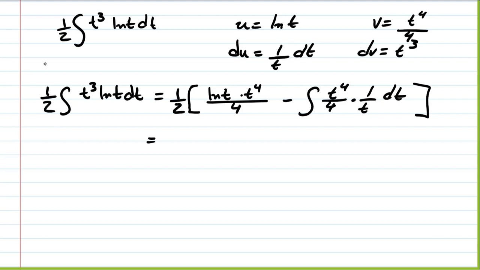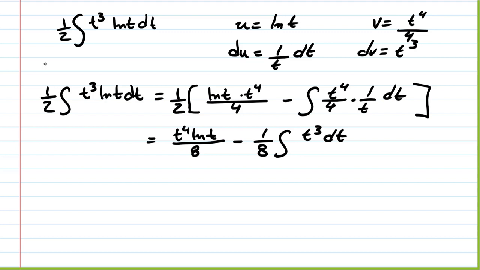So let's distribute our 1/2 in and simplify a little bit. So we get t to the 4th times the natural log of t. 2 times 4 gives us 8 minus 1/2. But distributing that in, we also have a 4. We get minus 1/8 the integral. And then we have t to the 4th in the numerator, but a t in the denominator, so that reduces to t cubed dt. So t to the 4th divided by t is t cubed.